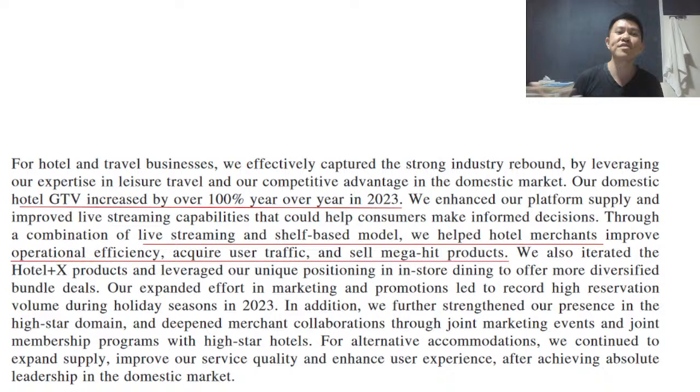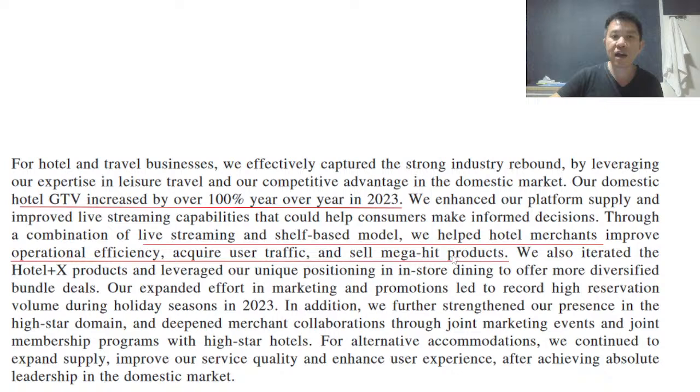So 2024, I think there should be an increase because last year was considered a slow recovery. This year should be a stronger recovery. So I do see growth but it won't be 100%, maybe 20%, a more normalized growth already. So one thing that they jump into is live streaming again. Live streaming and the shelf-based model will help hotel merchants improve operation efficiency and sell mega hit products.